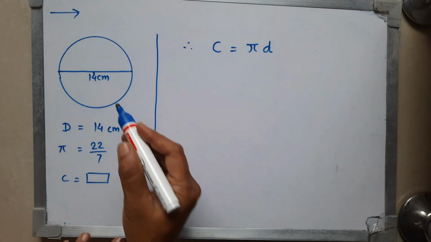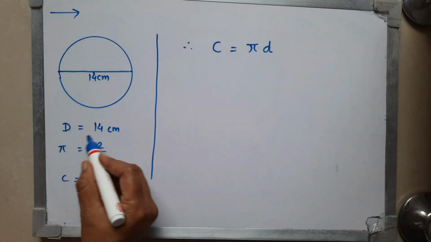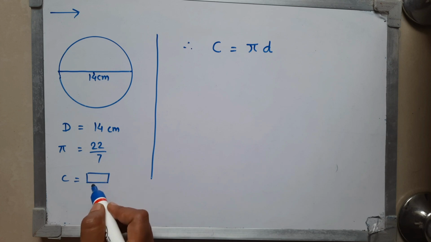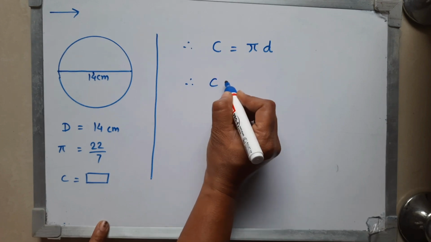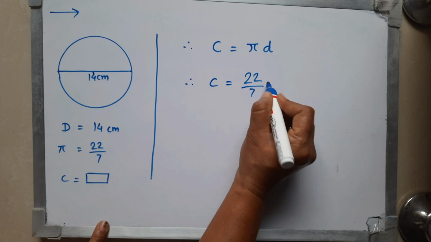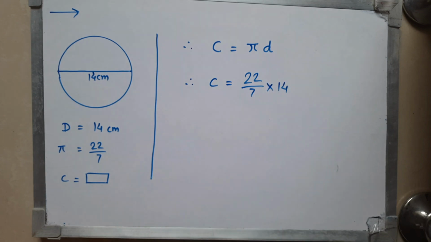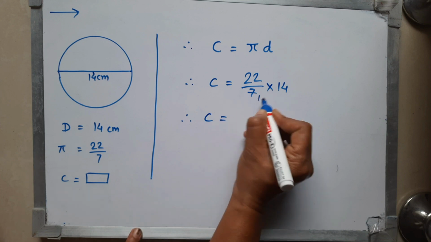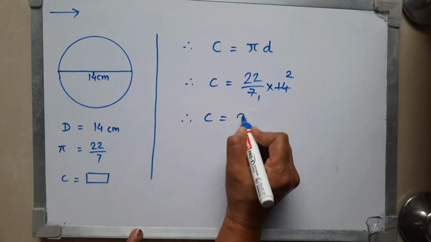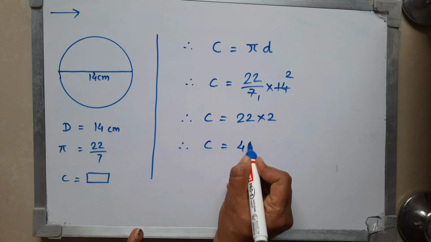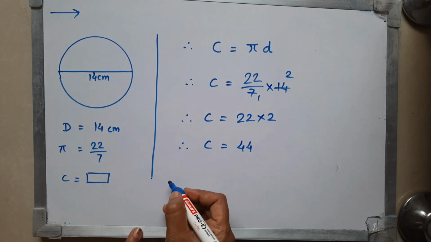Find its circumference. Solve this example. Use the formula. I draw a circle. D is 14 cm, pi is 22 upon 7. Find C. Use the formula. C is equal to pi into d. Value of pi is 22 upon 7 and d is 14. C is equal to 14 divided by 7. 7 2s are 14. 22 into 2. 22 2s are 44.